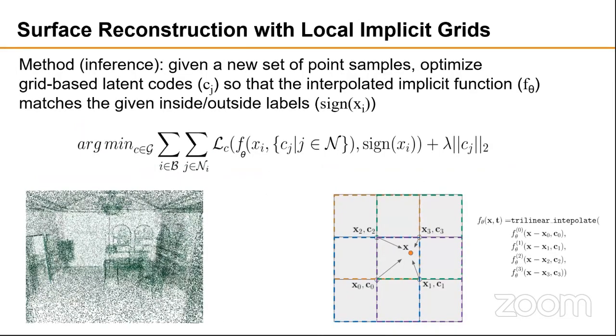Then at inference time, when we're given an input point cloud with oriented points for a scene, we decompose the scene into a grid and sample points in the same way we did at training time. Then we optimize the latent feature vectors for all grid cells such that a linear blend of their indicator functions best matches the inside-outside labels of the point samples. We evaluate the implicit function on a fine scale grid and run marching cubes to extract the final surface.